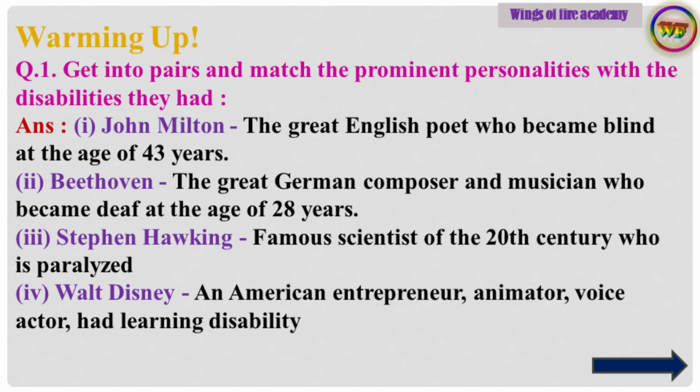Warming up. Question 1. Get into pairs and match the prominent personalities with the disabilities they had. Answer. Point 1. John Milton, the great English poet who became blind at the age of 43 years. Point 2. Beethoven, the great German composer and musician who became deaf at the age of 28 years. Point 3. Stephen Hawking, famous scientist of the 20th century who was paralyzed.